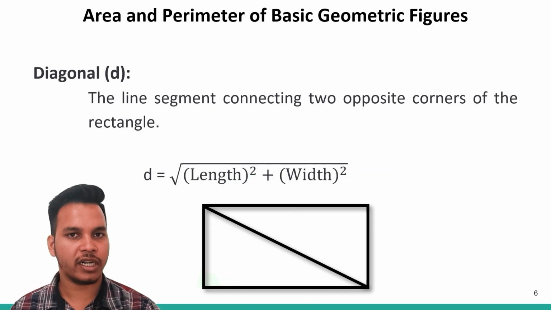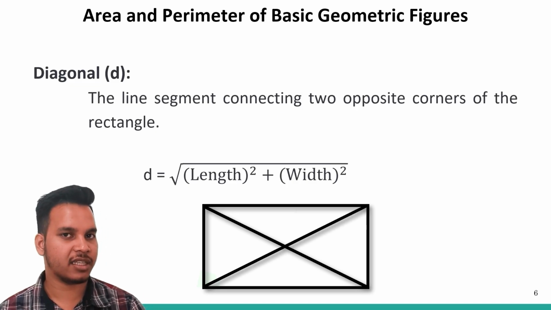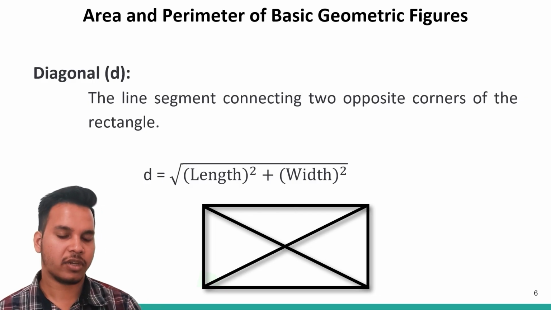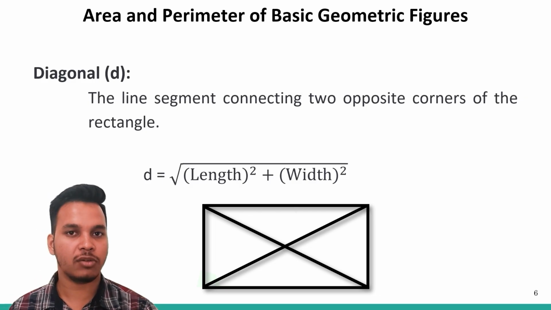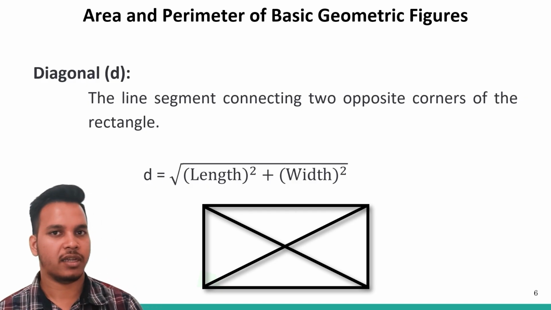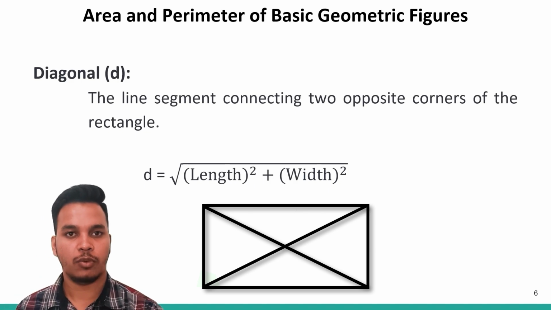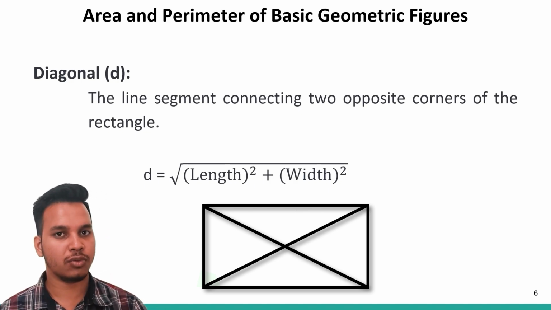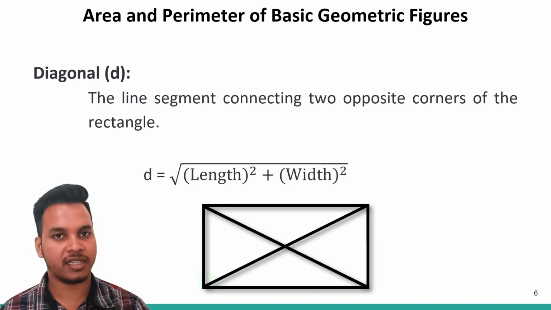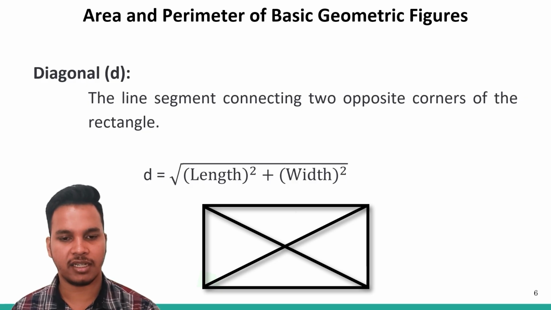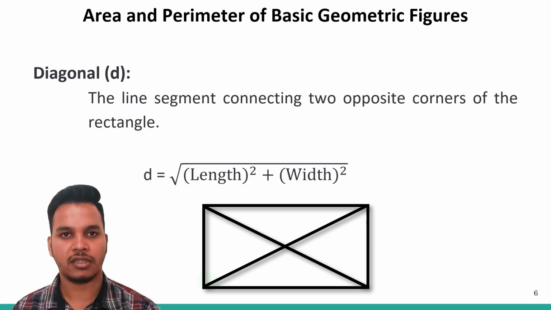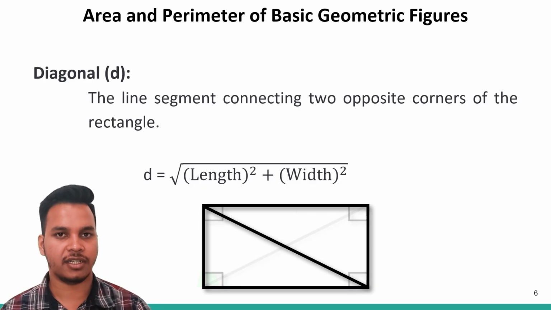So we have already discussed what a diagonal is. The diagonal is nothing but the line segment connecting two opposite corners of a rectangle. So what we need to do is measure the diagonal of a rectangle. How can we do this? We can use the fact that all the four angles inside that rectangle are 90 degrees, right? If you have a rectangle like this, then all the four corners have an angle of 90 degrees.